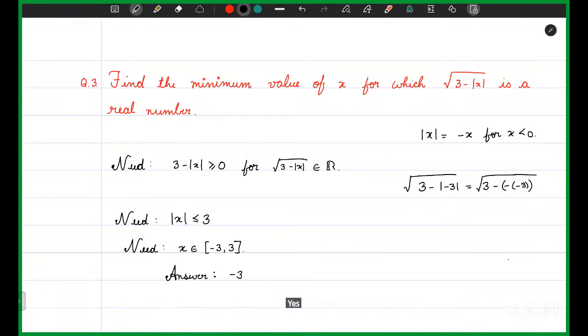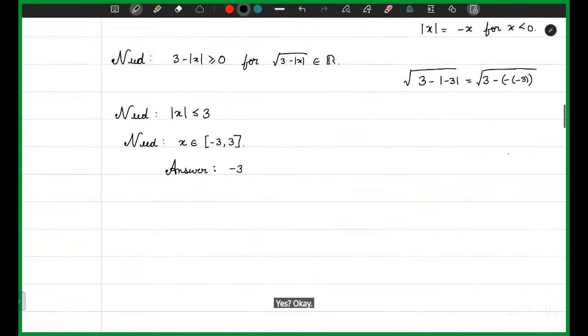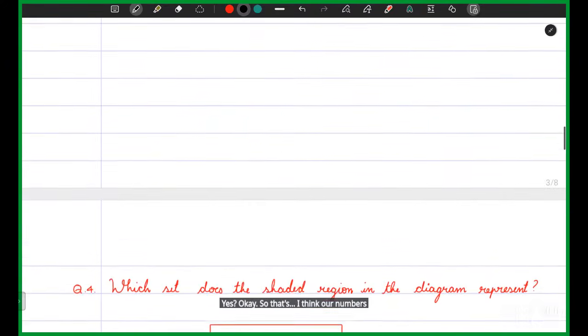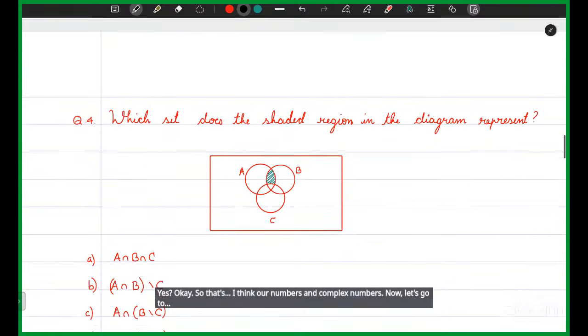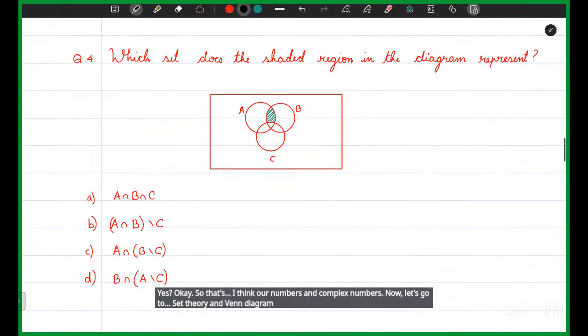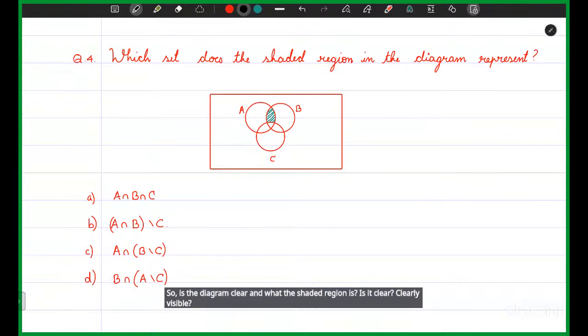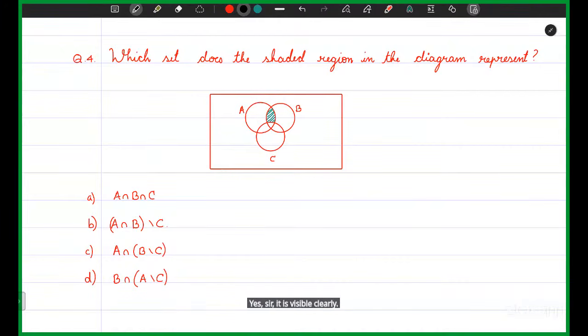Okay. So that's real numbers and complex numbers. Now let's go to set theory and Venn diagram representation. So is the diagram clear, and is the shaded region clearly visible? Yes, sir, it is visible clearly. So you are given a Venn diagram in its generic form, and let me say that multiple answers may be correct.